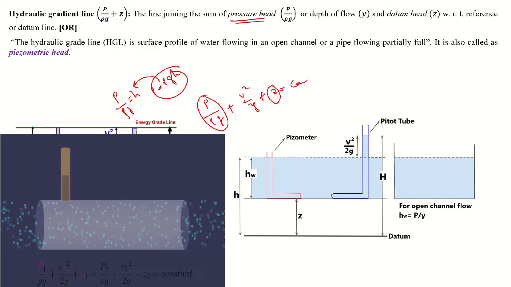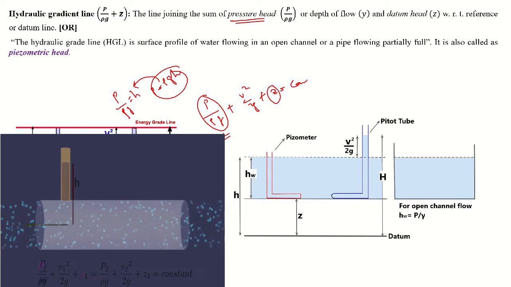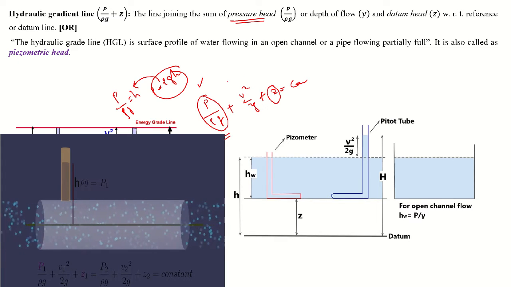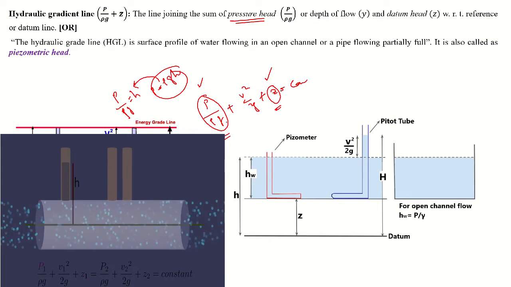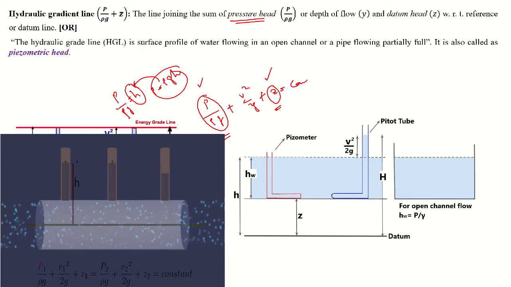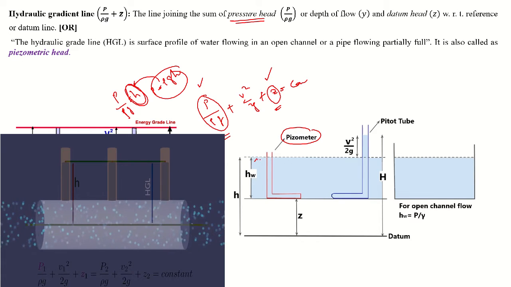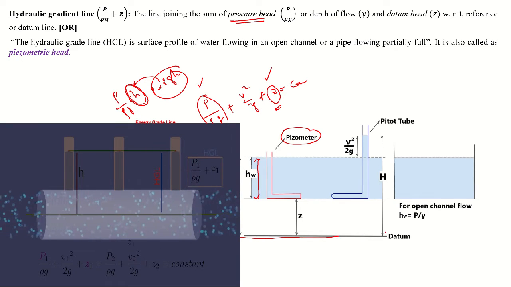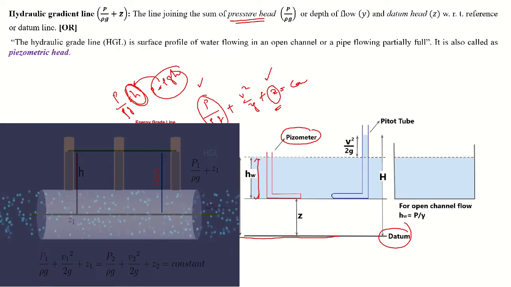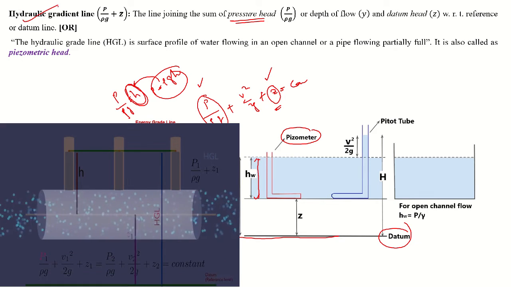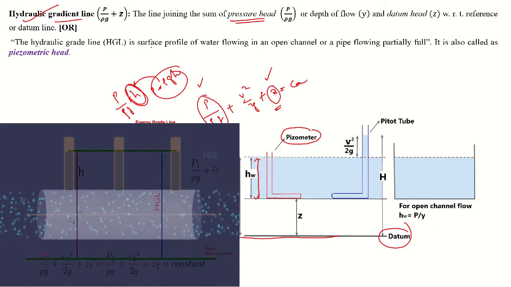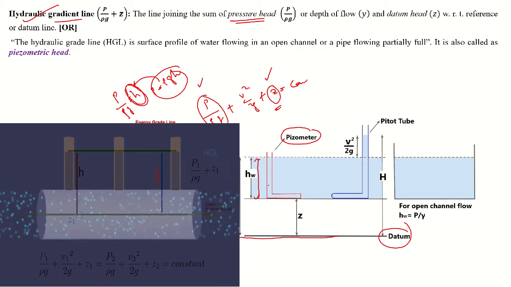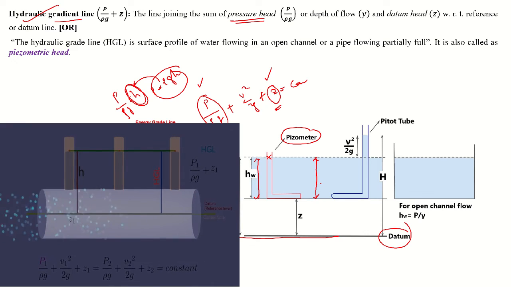The hydraulic gradient line is the sum of the pressure head and the elevation head. This head is estimated using a piezometer. That is H, how much depth of water is flowing in this channel, that is the head, measured with respect to the bottom line, which is the D. The sum of these two represents the hydraulic gradient line. The hydraulic gradient line is the surface profile of water flowing in the channel. Now I am drawing this, with section 1 here, and this is also HW.